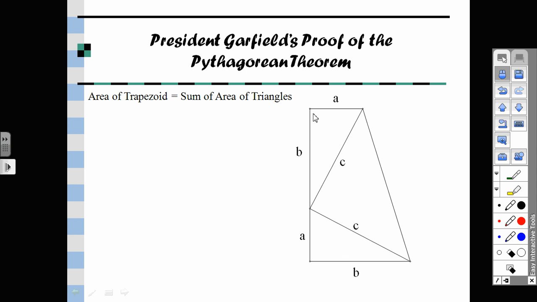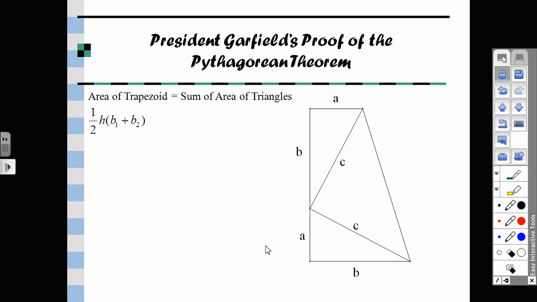Okay, so this is a right angle here, that's a right angle here. These two segments are going to be parallel, those are the bases. And that the c right here, this c and that c form a right triangle. Okay, so the idea is that if we wanted to figure out the area of the shape, the area of the trapezoid, it should equal the sum of the areas of these three triangles.